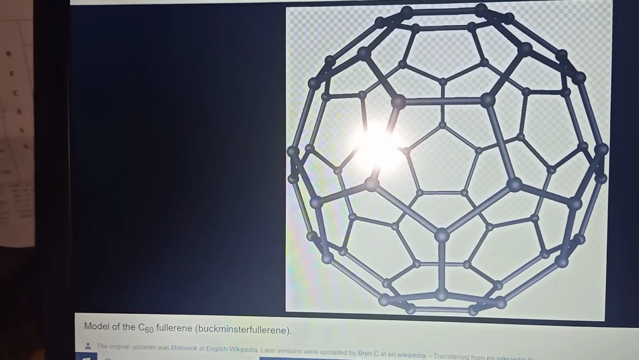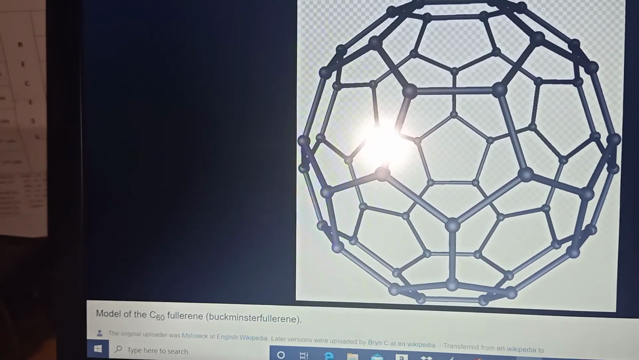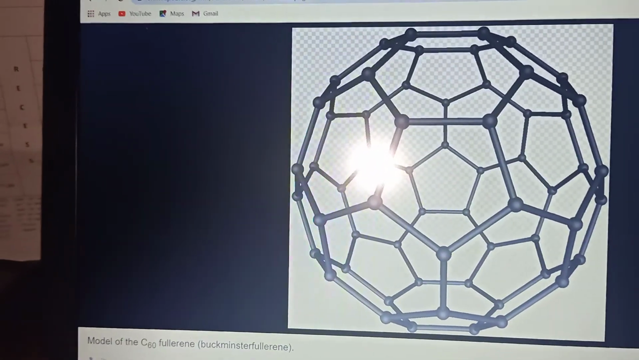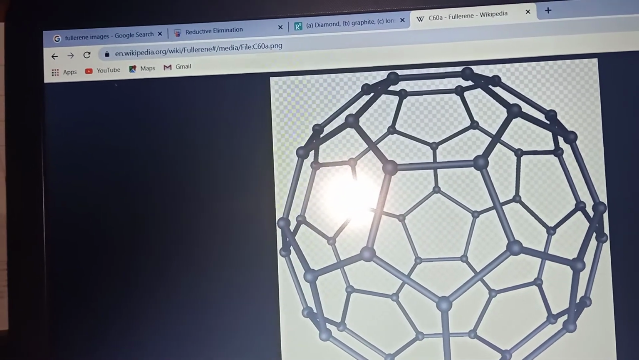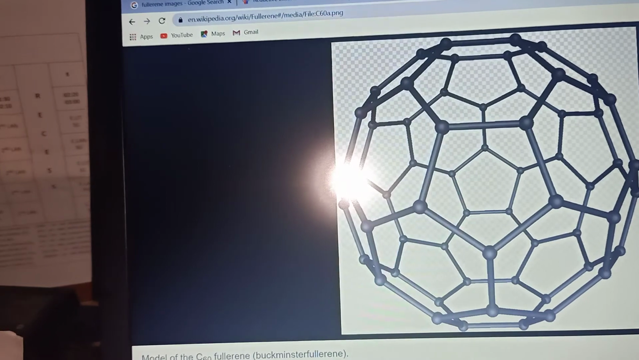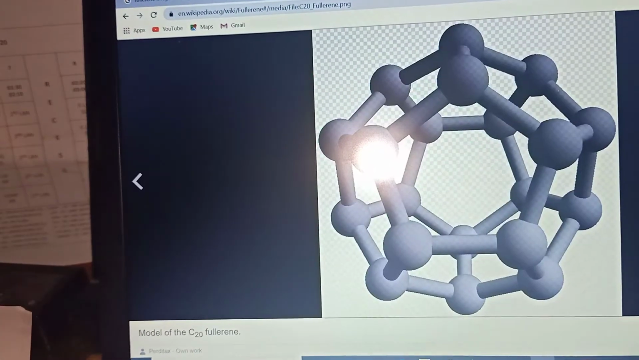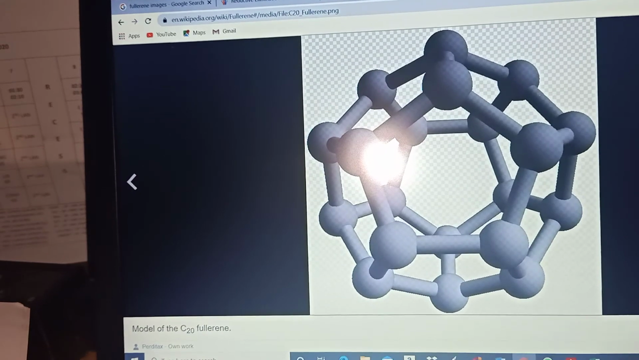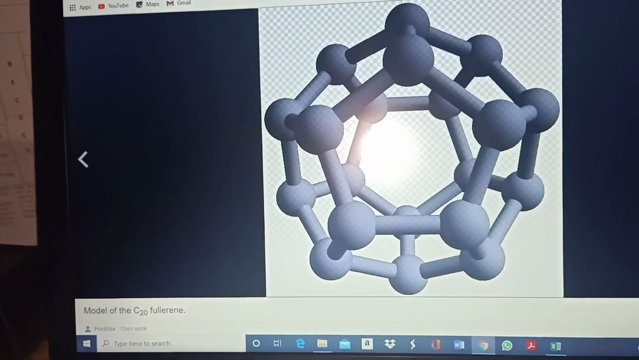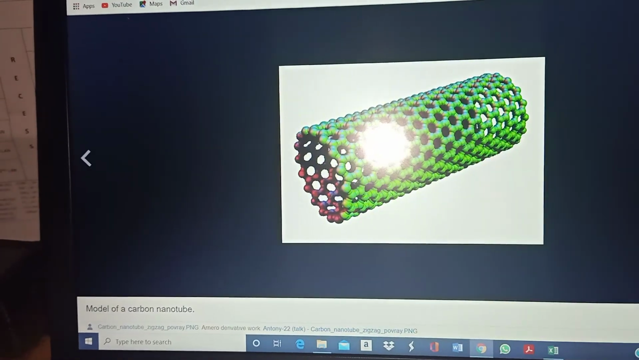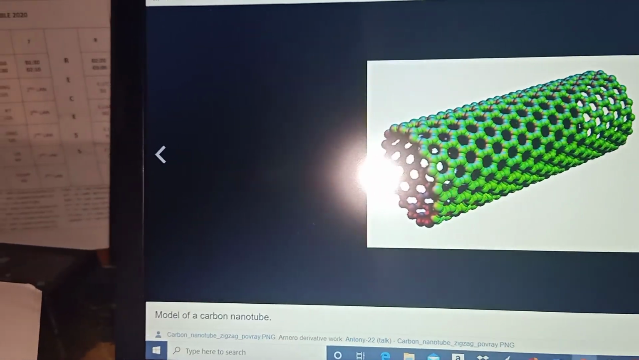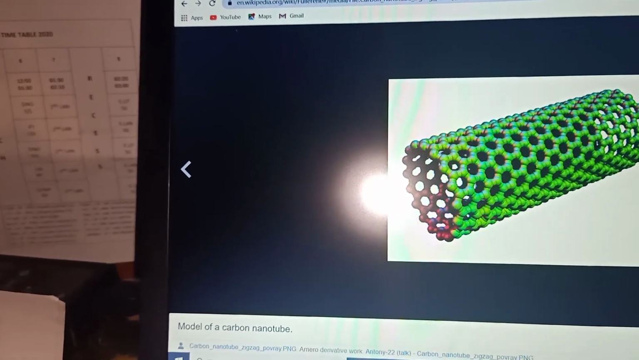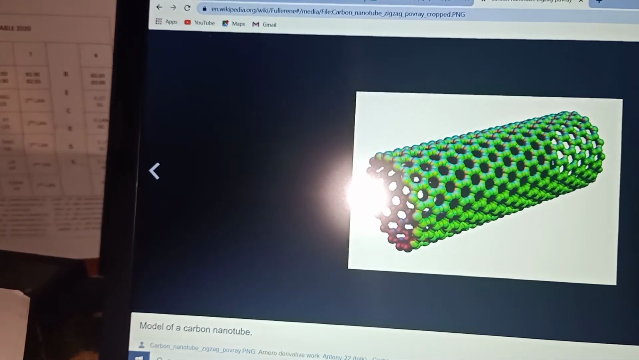And this is the most common fullerene, that is C60, which is also called buckyball, since it appears like a soccer ball. This is another example of another fullerene and its structure of one molecule. This is another type of fullerene, which looks like a tube made of mesh, and it is hollow from inside, and they are also called nanotubes.